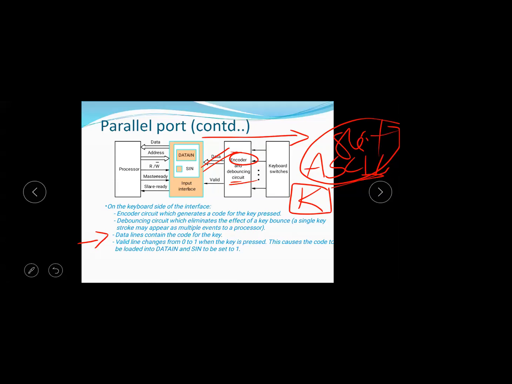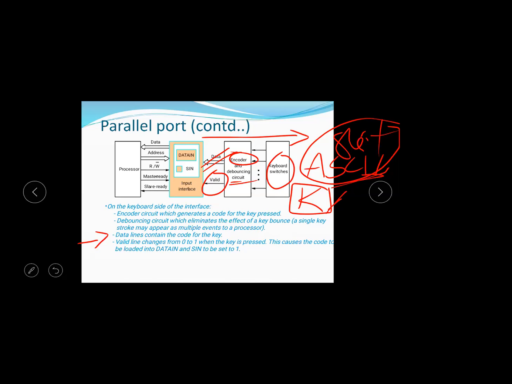Through the data lines, the 8-bit ASCII code is sent, and the valid line changes from 0 to 1 when the key is pressed. Whenever a new character is pressed in the keyboard, that character is converted to an 8-bit ASCII code through the encoder circuit, the code is transmitted through the data lines, and also a valid signal is transmitted by the device. That means: I am sending a new character, please accept the data.